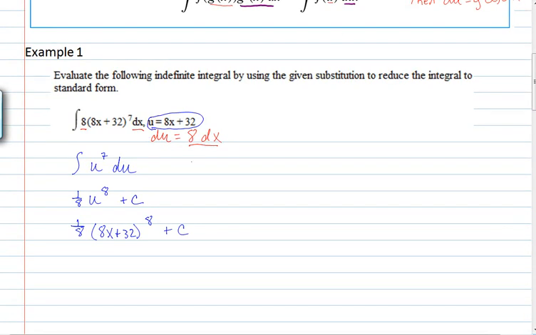Why did we find du? We needed to find this because we needed to make sure that those parts were there. Find du, so you know what to substitute for dx.